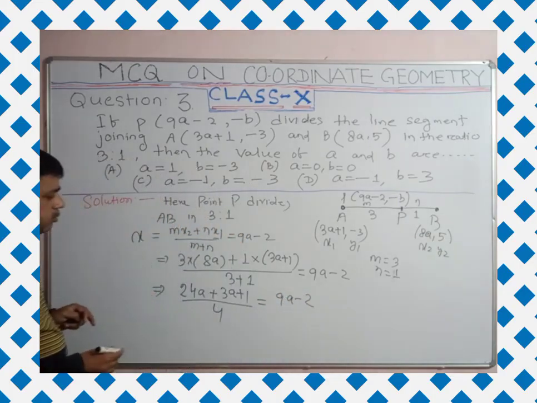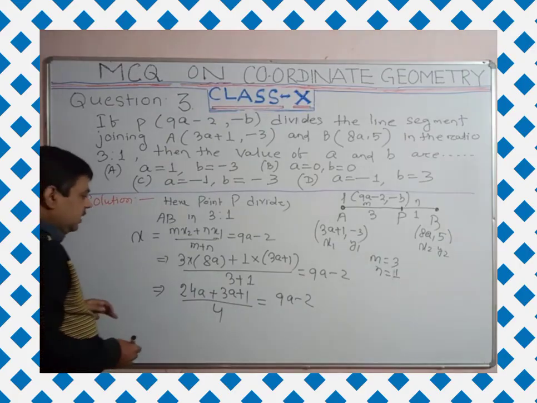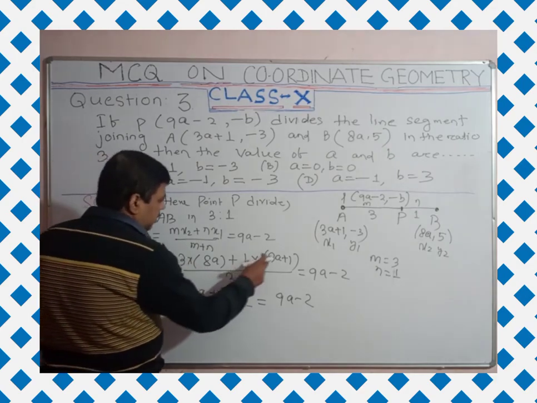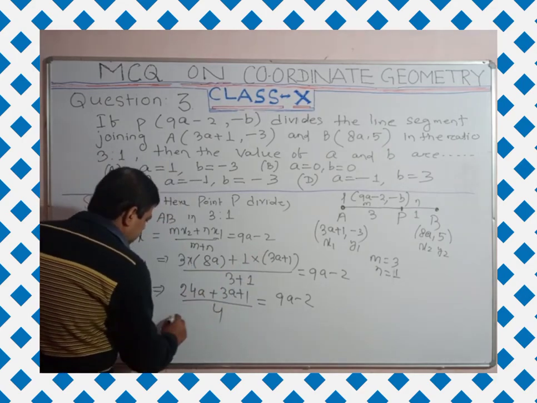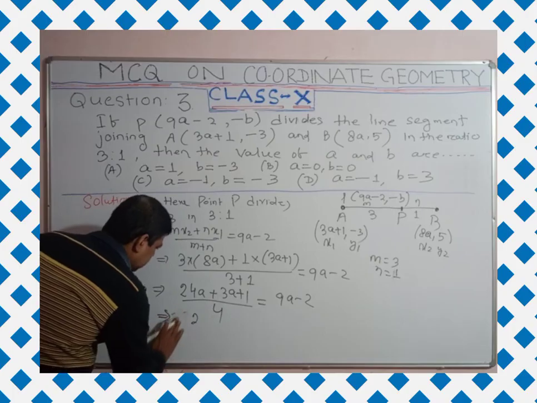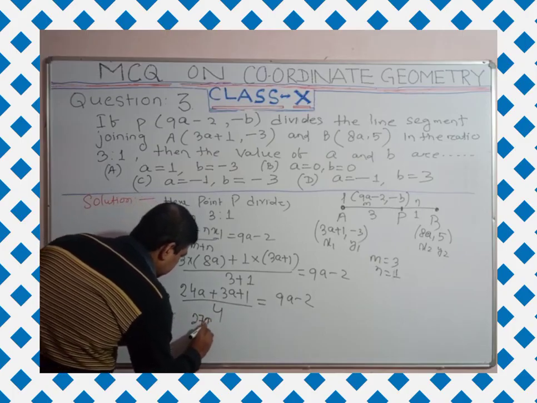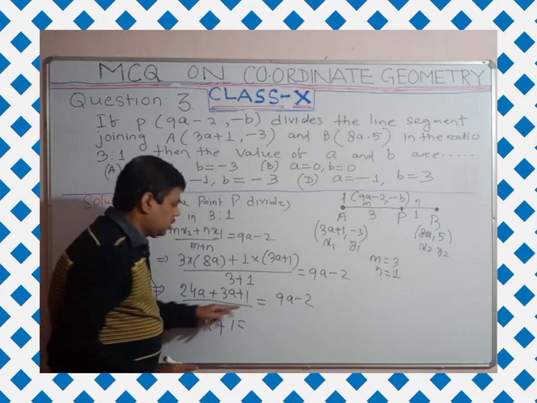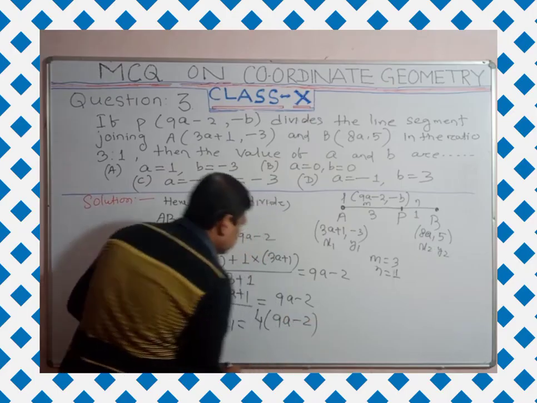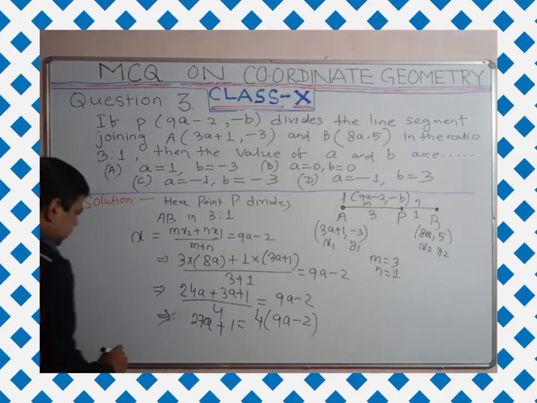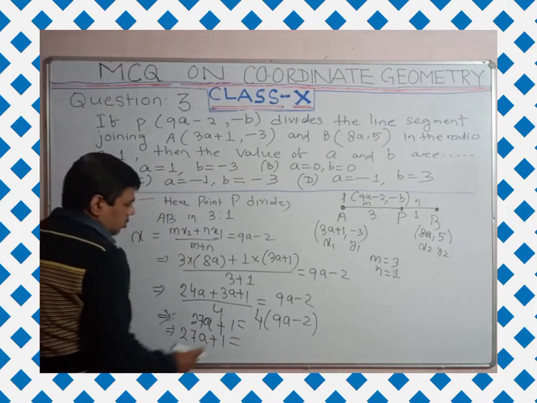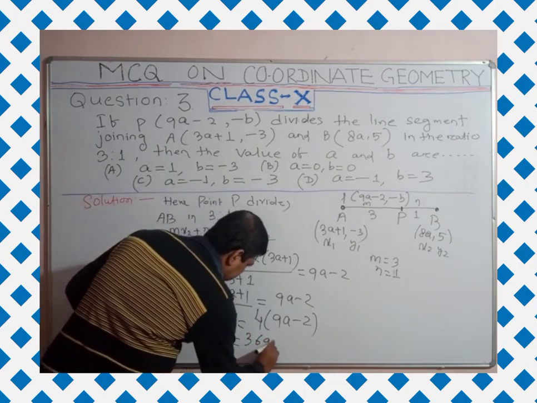Can you solve and find the value? So 24a plus 3a is 27a. That implies 27a plus 1 is equal to, transferring 4 to the right side, 4 times (9a minus 2). So 27a plus 1 is equal to 4 times 9, which is 36a; removing the bracket, minus 4 times 2 is 8.